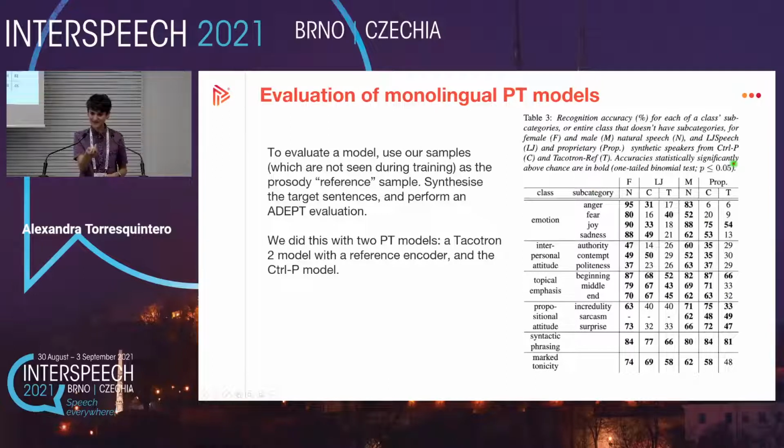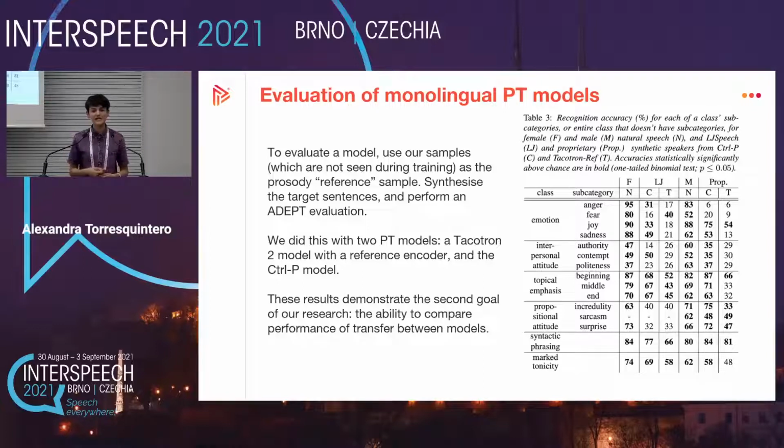you can see, for example, that the Control-P model was able to statistically significantly prompt recognition accuracies for topical emphasis for all three of topical emphasis's subcategories, beginning, middle, and end of the sentence, whereas the Tacotron 2 with reference encoder model was only able to do it with topical emphasis at the beginning, so at the middle and end, recognition accuracy was not statistically significant. So the idea here is that we can actually compare performance of models against each other, and furthermore, we can compare performance on specific aspects of prosody, which we think is really interesting.